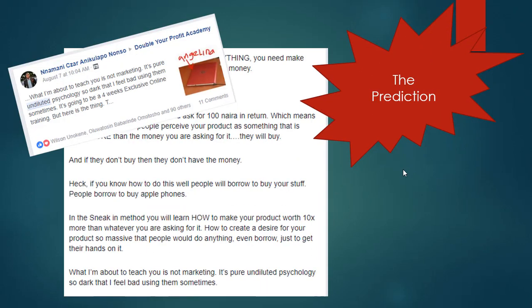Now the next one is the prediction, where you tell them exactly the kind of results they are going to get when they implement or use what you are about to sell to them. You need to understand that the reason people buy stuff is because they want to go from point A to point B. So when you vividly explain to them what's going to happen at point B, you create a desire in their mind.